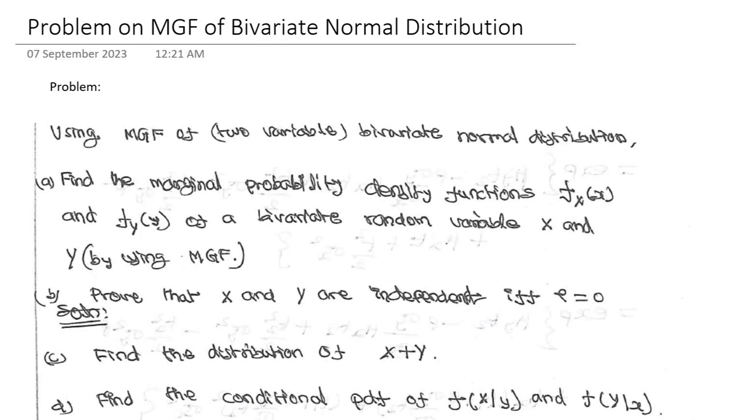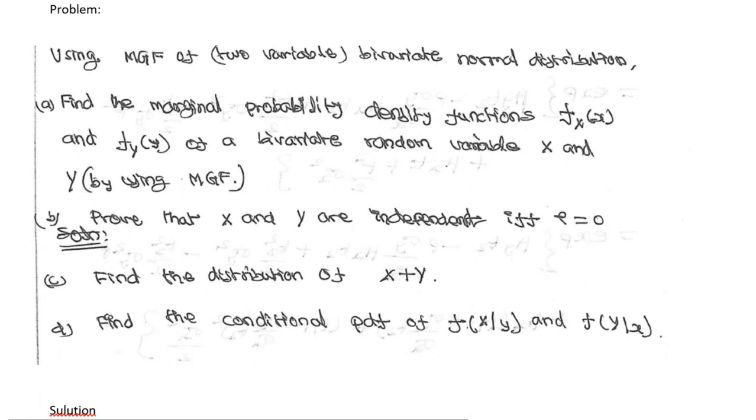Dear students, through this video, we'll learn a problem on bivariate normal distribution. Look at the problem. Using the MGF of the two-variable bivariate normal distribution, find the marginal probability density functions f of x and f of y of a bivariate random variable x and y. The second part is to prove that x and y are independent if and only if rho is equal to 0, where rho denotes the correlation coefficient.